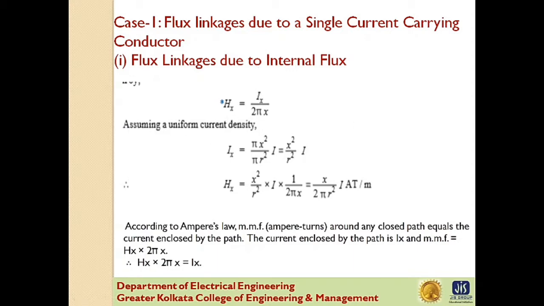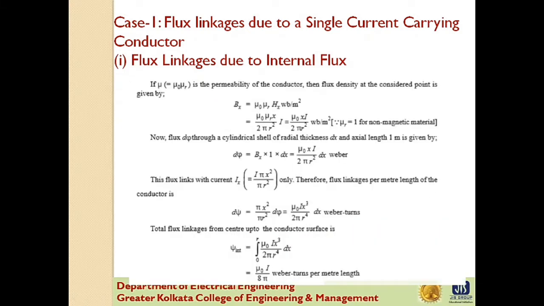Now assuming a uniform current density, Ix equals pi x square by pi r square into I. Pi cancels out and we get Ix equals x square by r square into I. If we put the value of Ix in this equation, then we get Hx equals x by 2 pi r square into I ampere turn per meter.